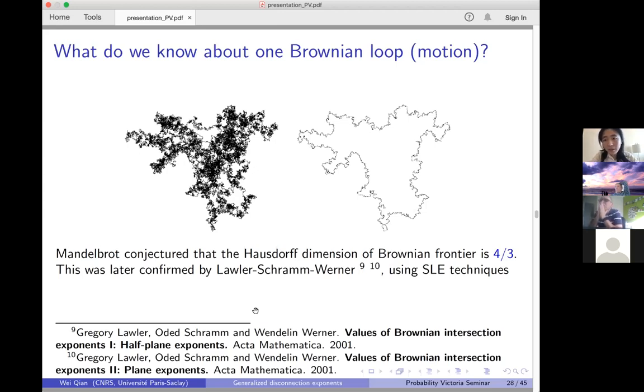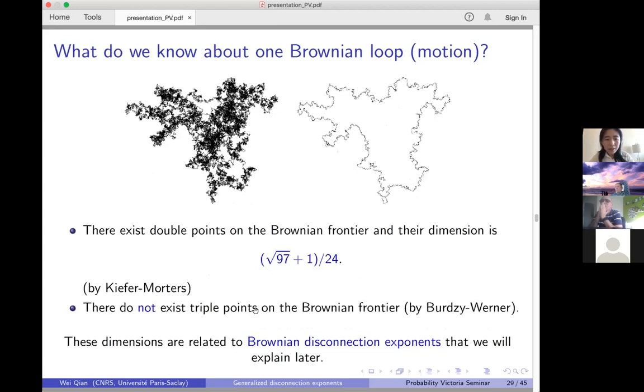Brownian frontier is just another name for the outer boundary of its trace. And this was later confirmed by Lawler, Schramm and Werner using SLE techniques. It's also known for Brownian loops that there exist double points on the Brownian frontier, and the dimension was computed by Kiefer and Walters. And also it is known that there do not exist triple points on the Brownian frontier. And these dimensions are related to Brownian disconnection exponents that we will explain later.